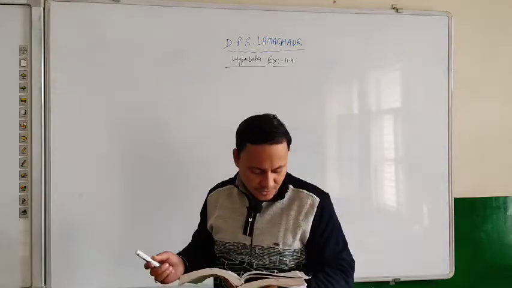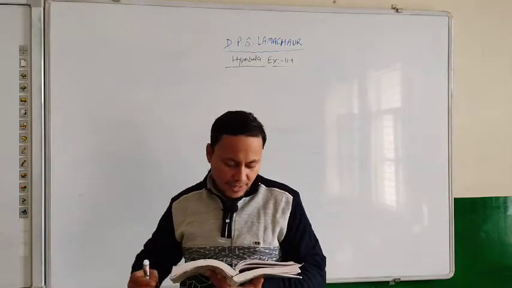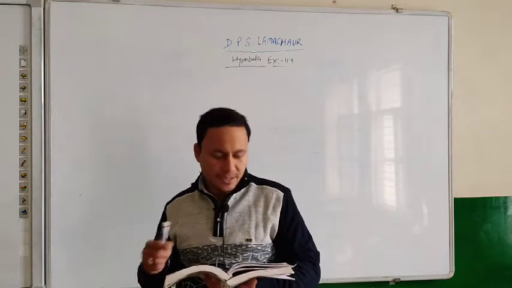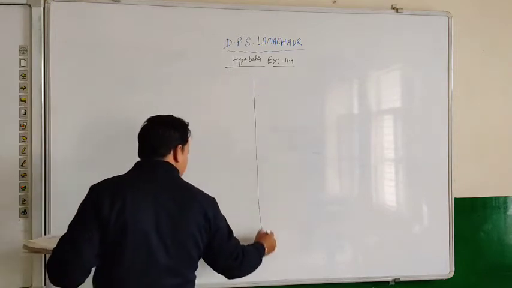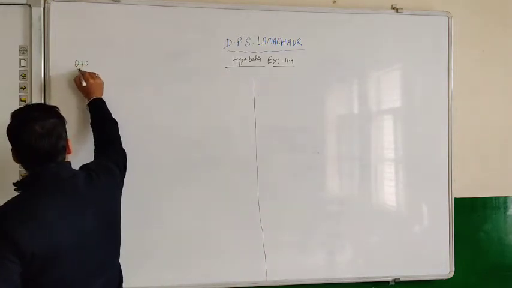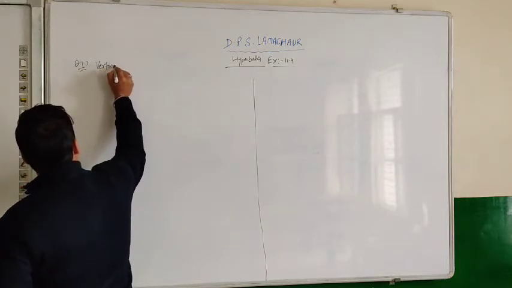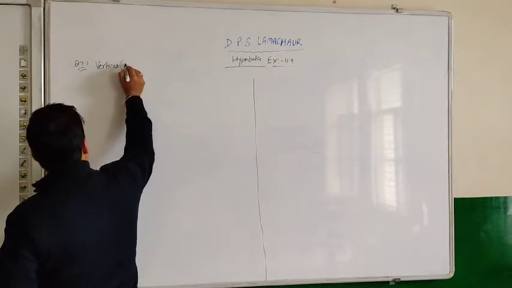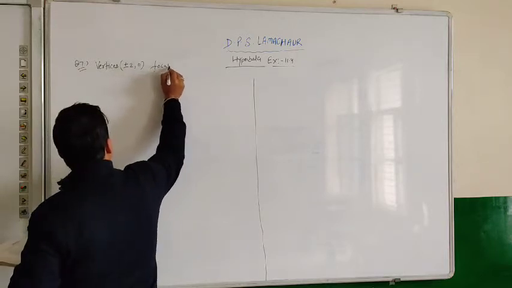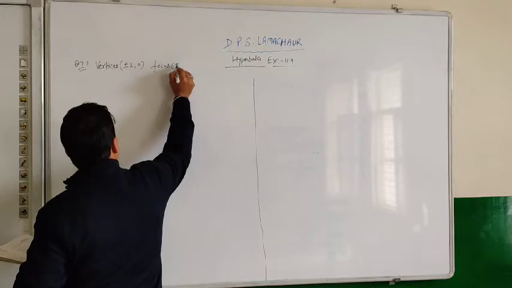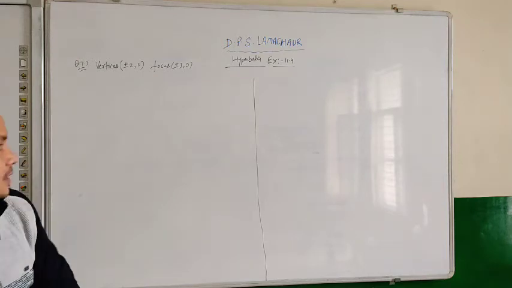From question number 7 to question number 15, what we have to do in this exercise is find the equation of hyperbola which satisfies the given conditions. Question number 7 is given as: vertices of hyperbola are plus minus 2 comma 0 and focus is plus minus 3 comma 0. On the basis of this information we have to find out the equation of hyperbola.